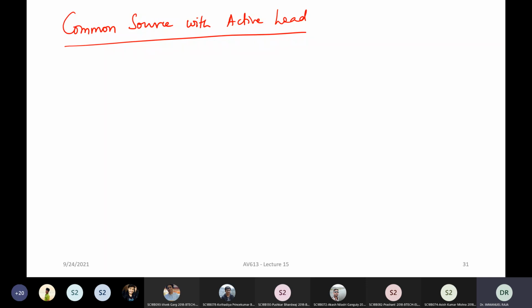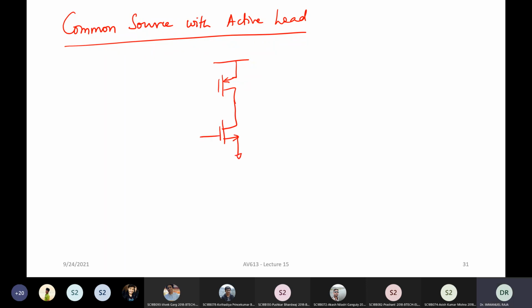Now we have seen common source with resistor load. We saw common source with diode connected load, the NMOS version and the PMOS version. We also looked at common source with a current source load, right? All that we completed before your quiz. Now, what is an active load? If I draw the circuit, you'll be surprised at what it actually is.